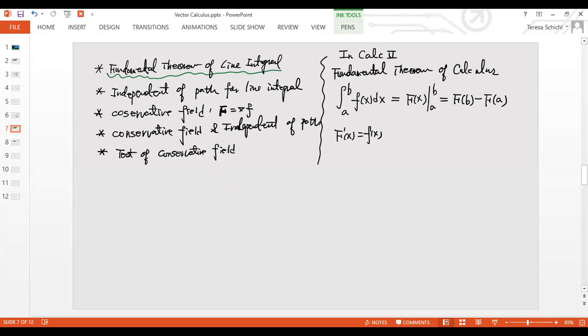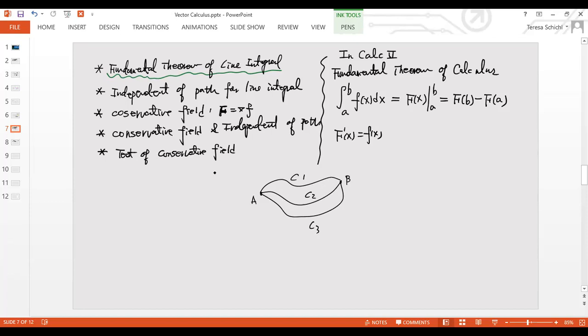And for a conservative field, if you take the line integral over it, it is independent of the path. That means if you have a path C1, a path C2, and a path C3, and they all start from A and go to B, then under the conservative field, when you do the line integrals, they will all be the same.